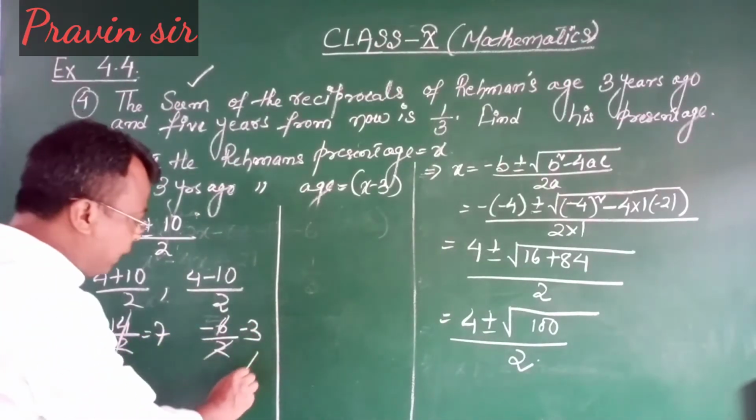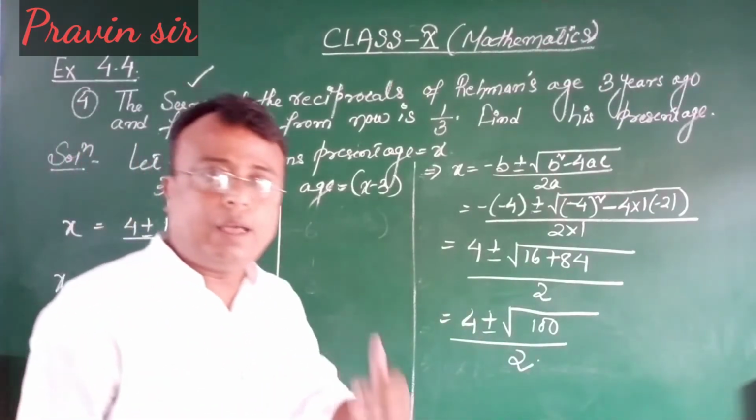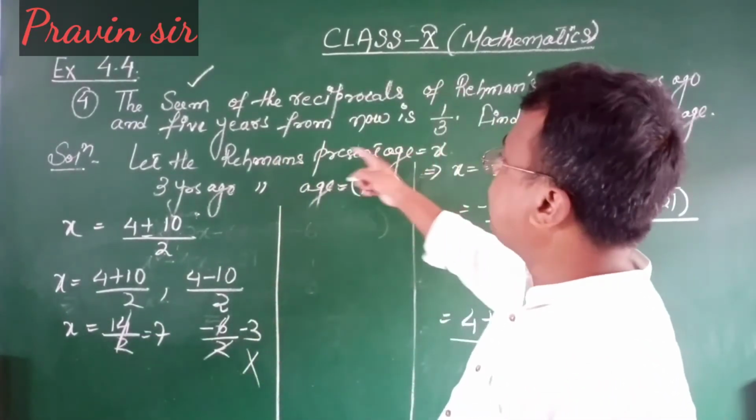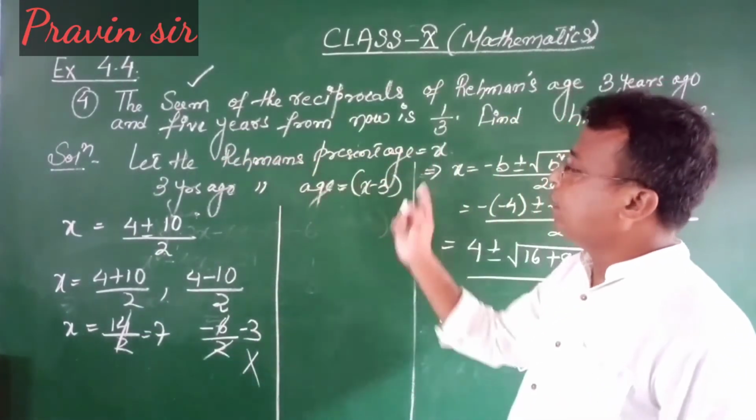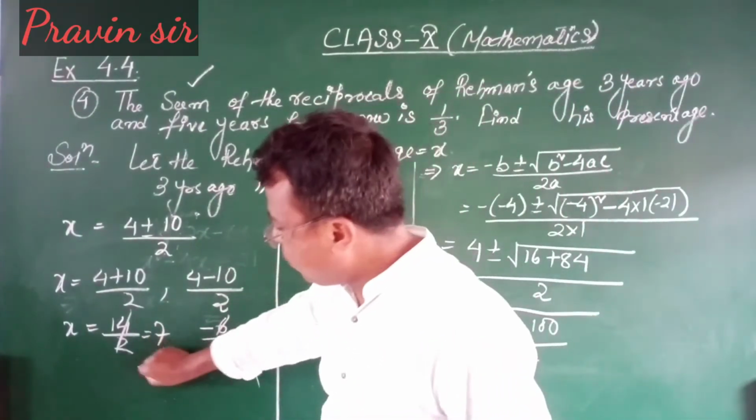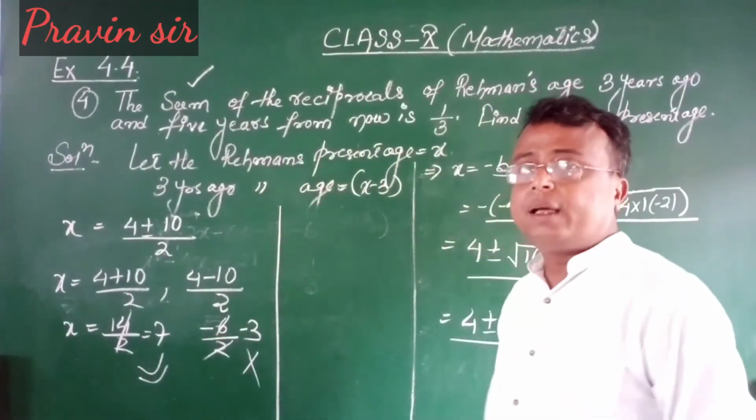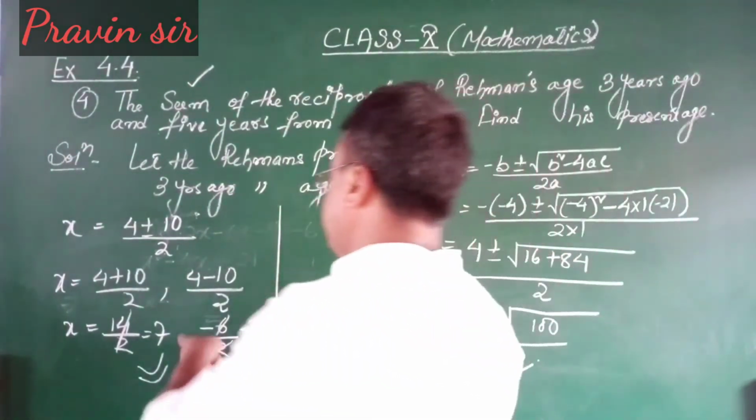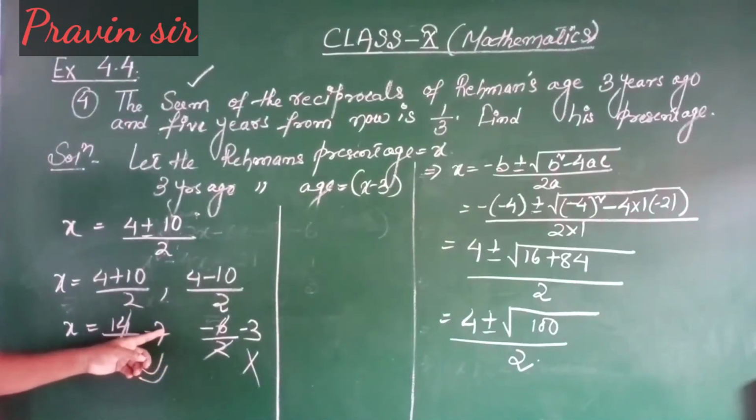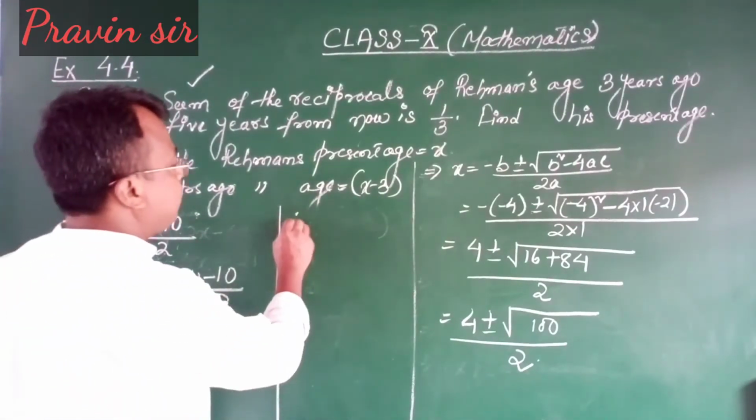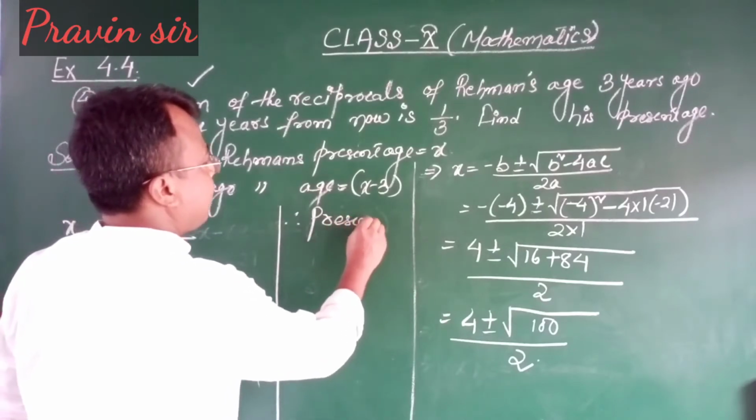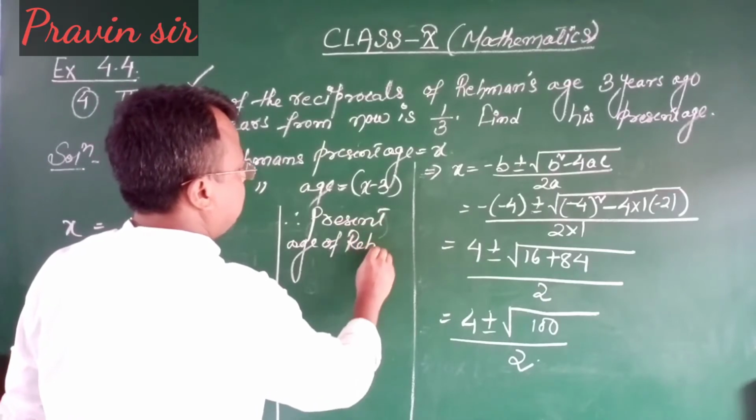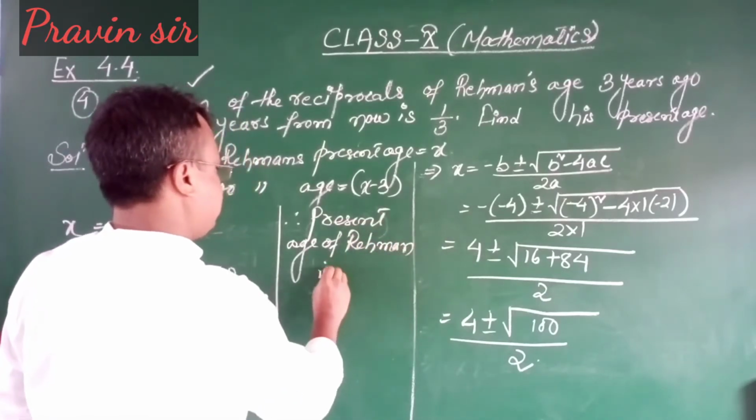We will ignore this minus 3 because the age cannot be a negative number. So what will be the present age? We have supposed the present age of Rahman is x, and we got 7. So this one we have to take, that minus 3 we can't take, a negative number cannot be an age. So therefore the present age of Rahman is 7 years.